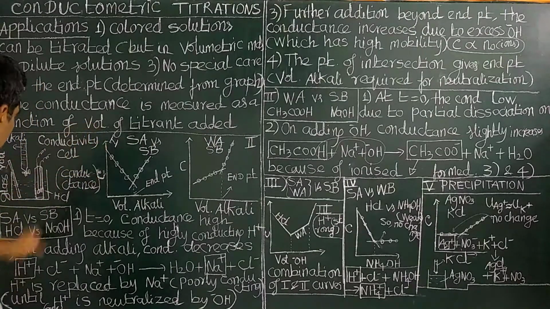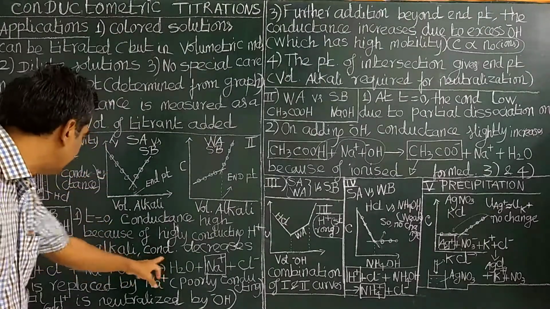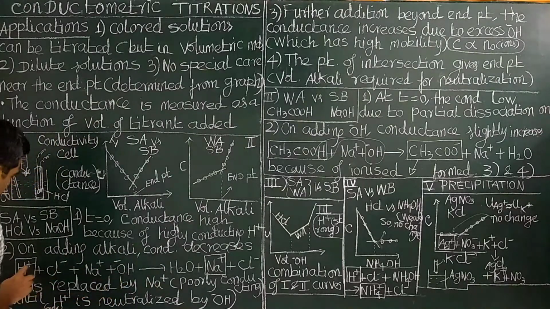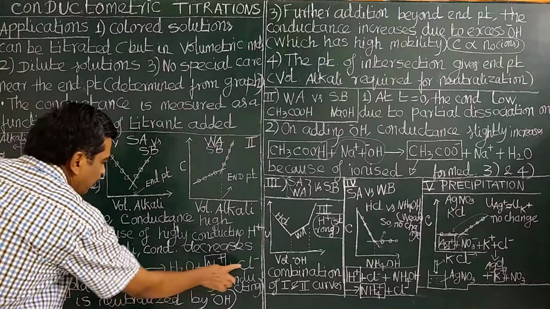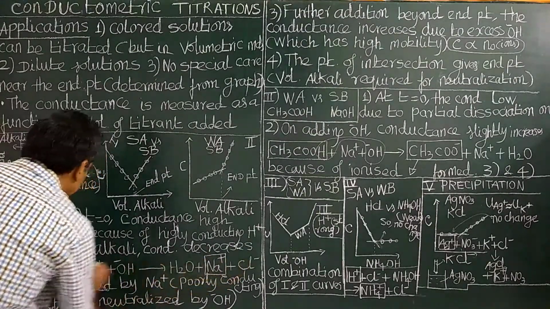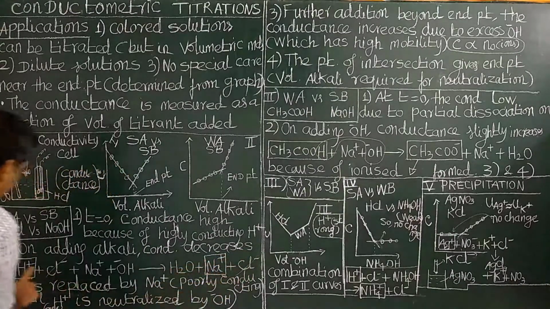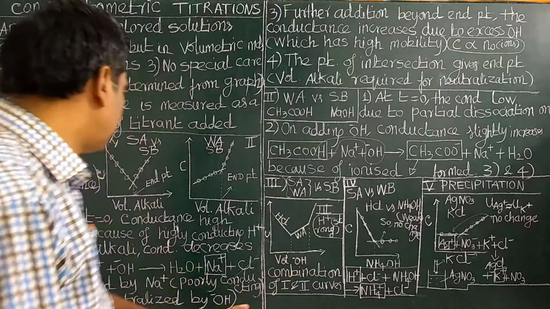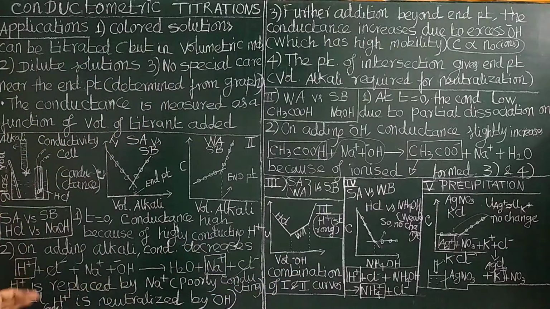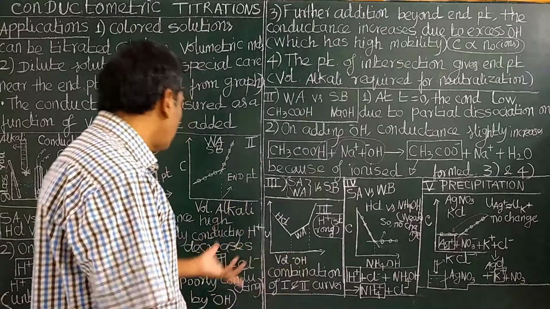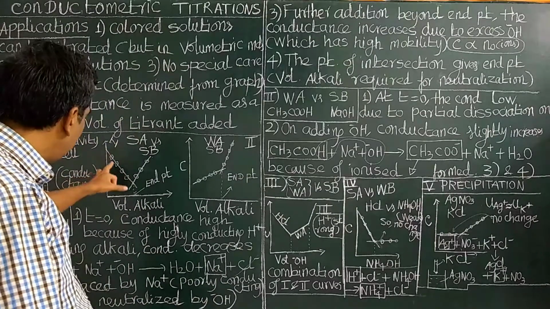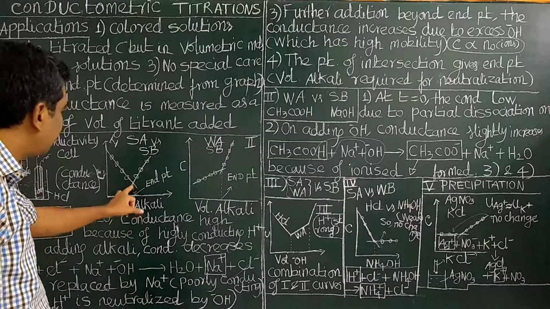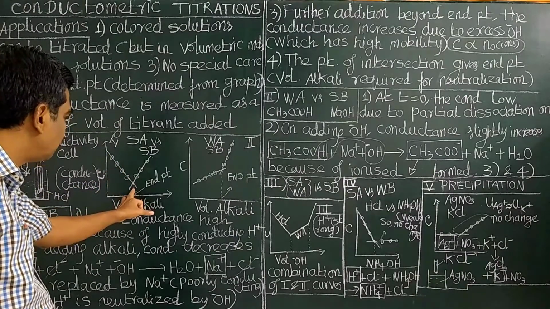On adding alkali, Na plus and OH minus. Therefore, H plus and OH minus form water, and Na plus and Cl minus remain; the Cl minus we can cancel. Therefore, H plus is replaced by the sodium ion. The sodium ion is poorly conducting. So the highly conducting H plus ion is replaced by the poorly conducting sodium ion. Therefore, the conductance sharply decreases until the end point.